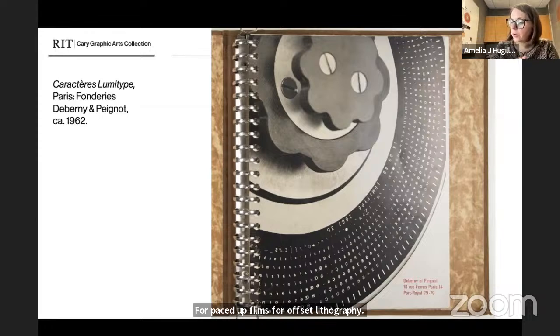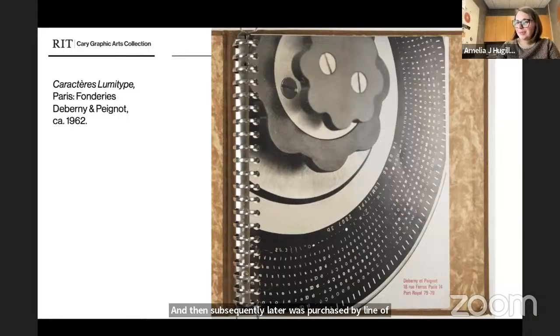Deberny and Peignot, led by Charles Peignot, was again at the forefront of great changes in type and design. This continued through 1972, when the foundry was purchased by Haas in Switzerland, and then subsequently later was purchased by Linotype.